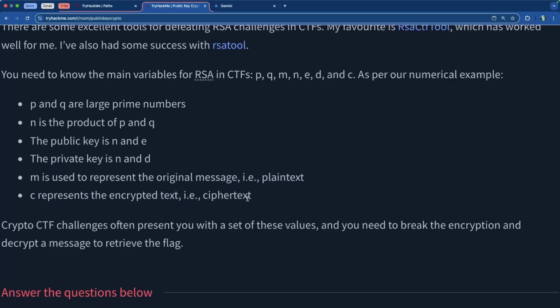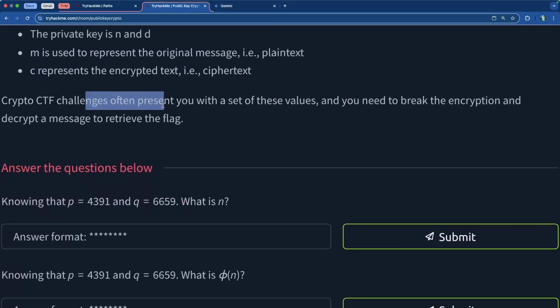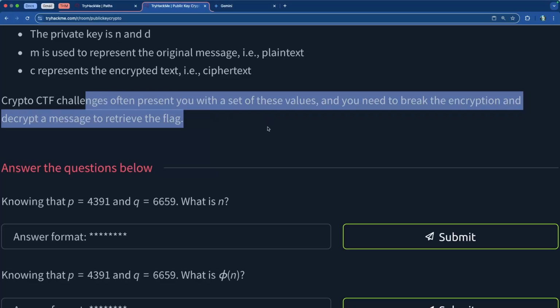I'm guessing we're going to be using this at some point in this room. Otherwise, I don't understand why they would even share this information with us. So crypto CTF challenges often present you with a set of these values, and you need to break the encryption and decrypt a message to retrieve the flag.